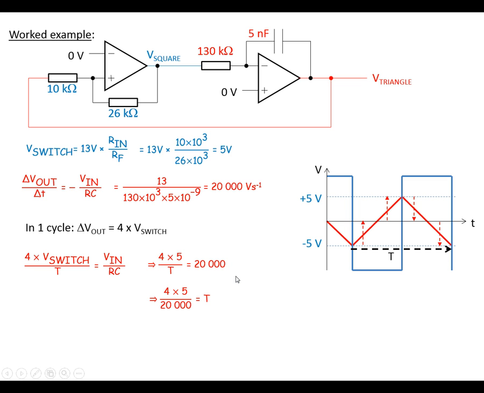Rearrange this to get the period, and the period comes out in this case to be 1 millisecond, which means that we've got a frequency of 1 kilohertz. So in summary, with these particular values, we've now worked out that we've got a peak of 5 volts for the triangle wave and a frequency of 1 kilohertz.